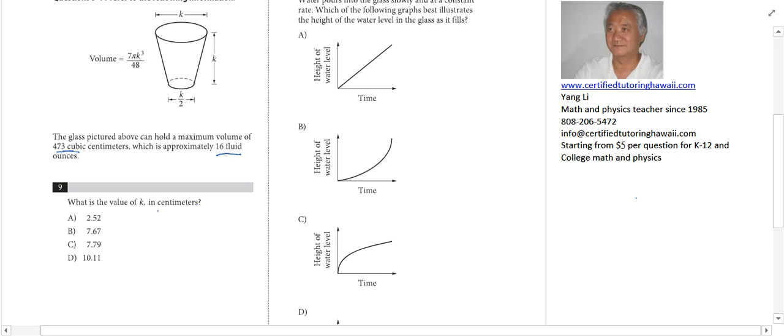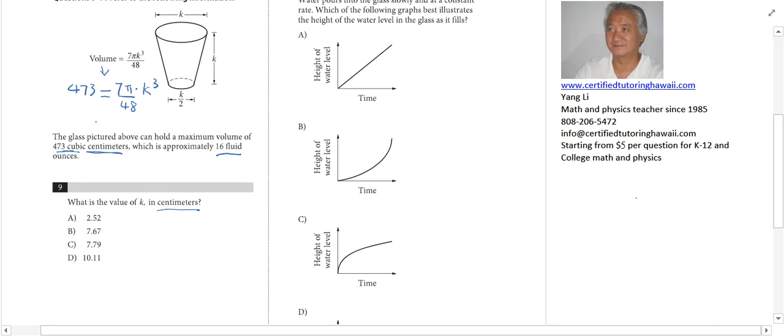So if you want to find it in centimeters, you have to use the 473, because this is in cubic centimeters. Get it? So now I'm going to make this one equal to 473. That one equals 7 pi over 48, and then times K to the third, right?